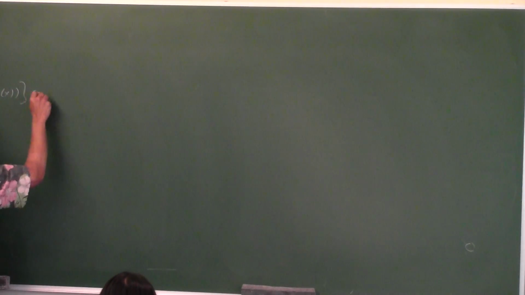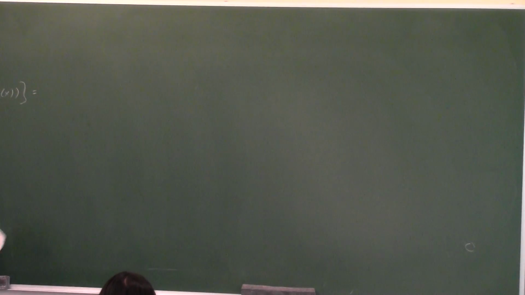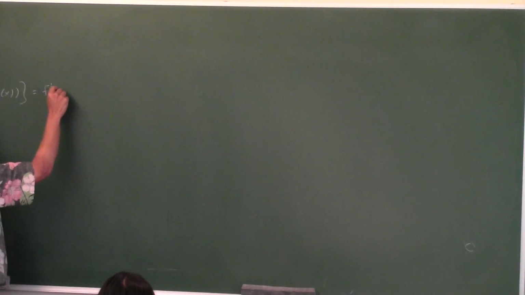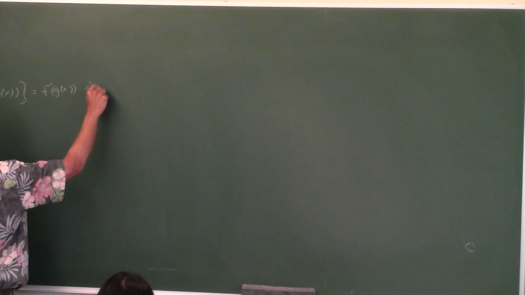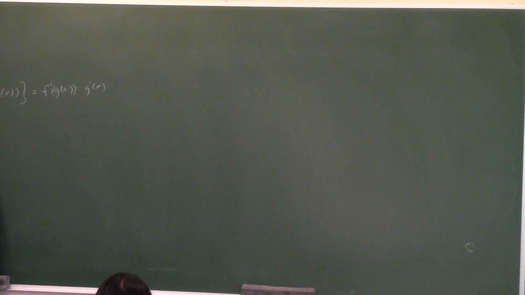One of the things on today's quiz was this. What's the derivative of f of g of x? That's the chain rule. It's f prime of g of x times g prime of x. Exactly. And we just keep doing drills like this.